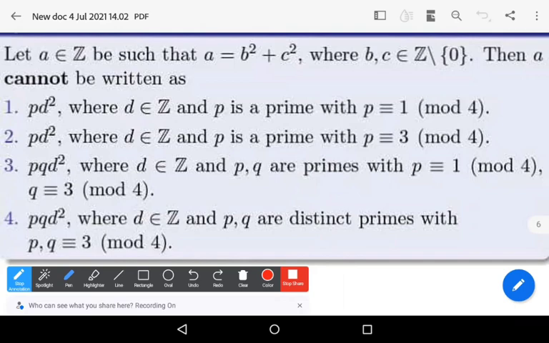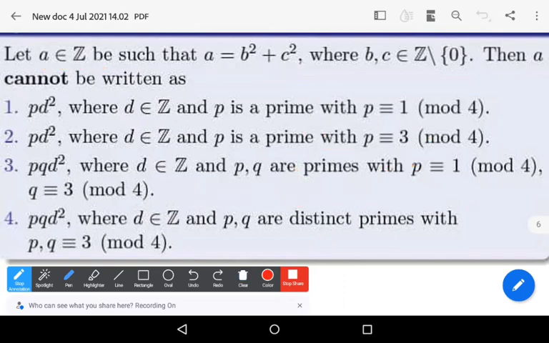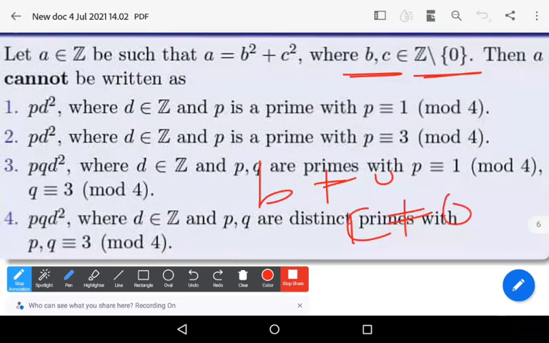So observe the question. Let a belong to Z be such that a equals b square plus c square. That is, a can be written as a sum of squares of two numbers, b square plus c square, where b, c belong to Z minus 0. It means b is not equal to 0 and c is also not equal to 0.